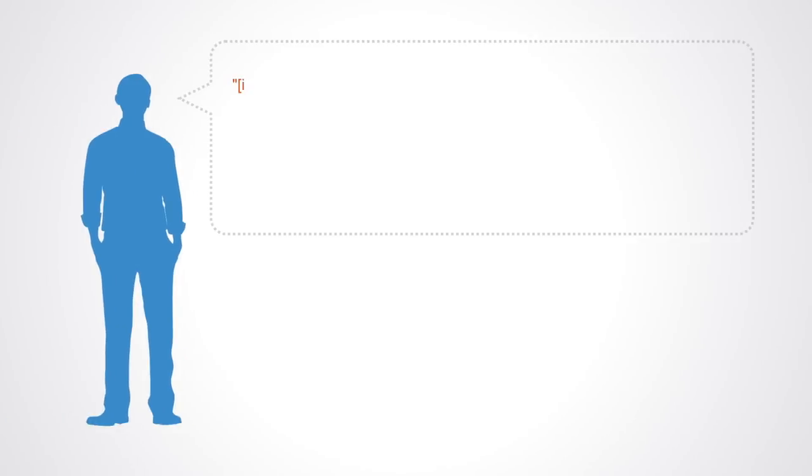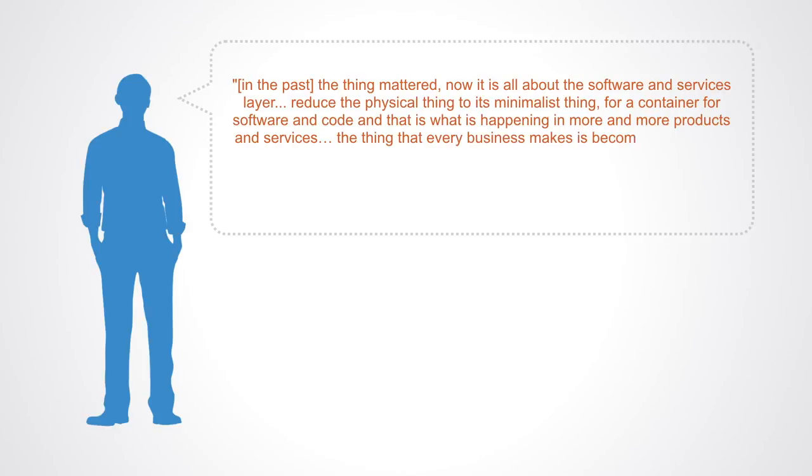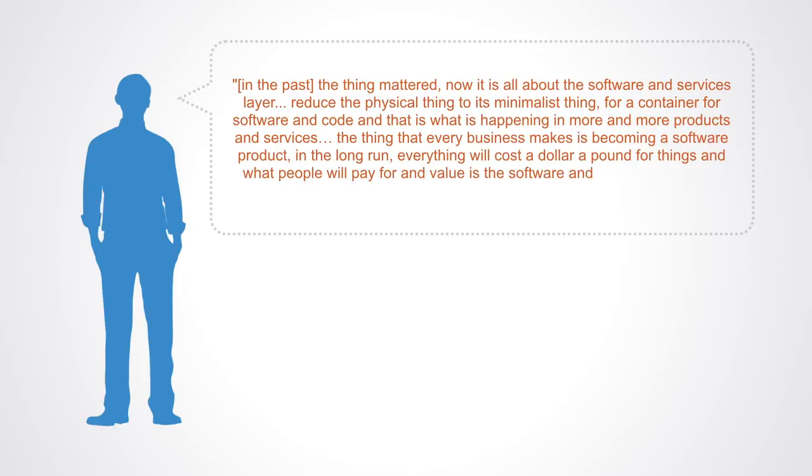As the venture capitalist Steve Jurvetson put it, in the past, the thing mattered. Now, it's all about the software and services layer. Reduce the physical thing to its minimalist form, a container for software and code, and that's what's happening in more and more products and services. The thing that every business makes is becoming a software product. In the long run, everything will cost a dollar a pound for things, and what people will pay for and value is the software and services that come around it. It's what makes every product magic.